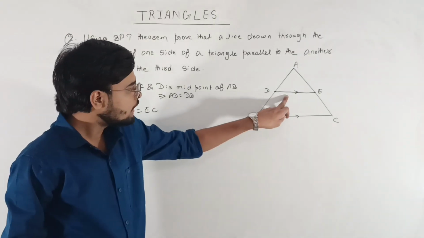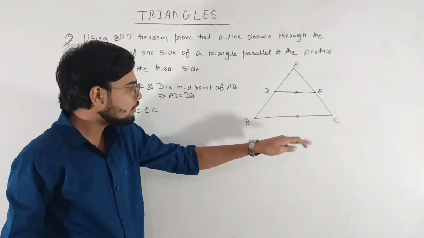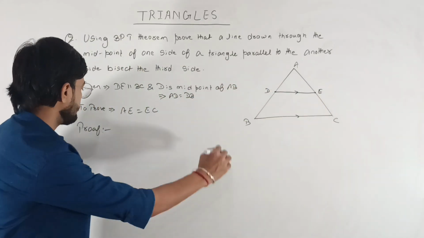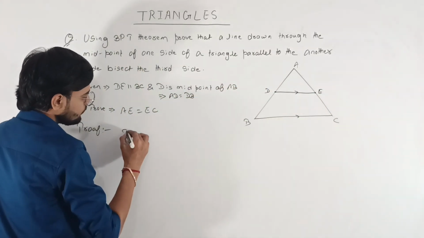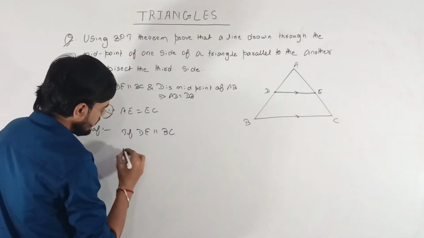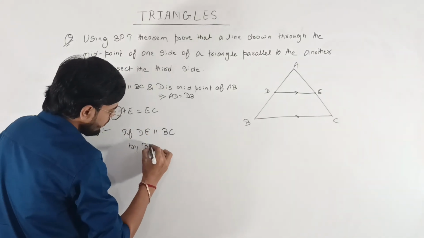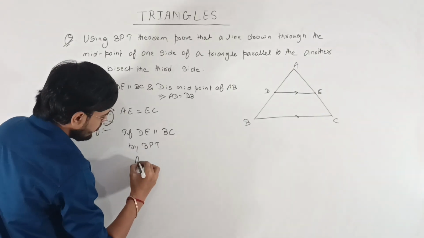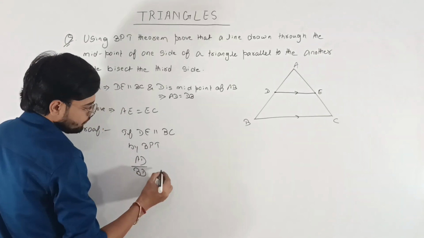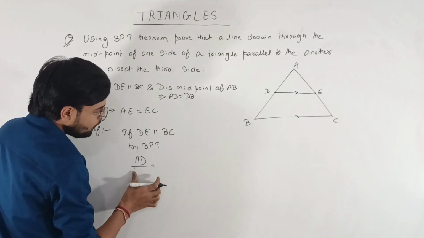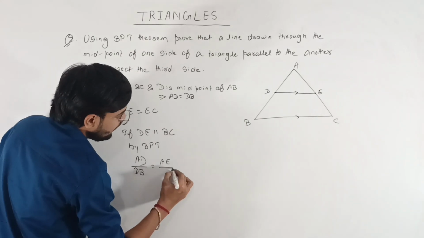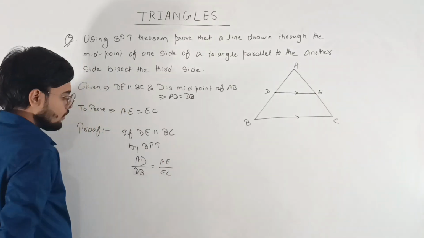Now look, when DE is parallel to BC, then by BPT, what do we write? AD upon DB is equal to AE upon EC. If DE is parallel to BC, then by BPT we write AD upon DB is equal to AE upon EC.